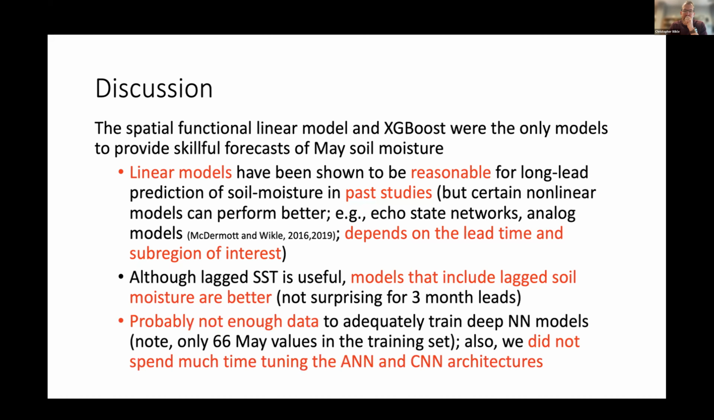And then why didn't the deep models work well? I think it's pretty clear that there's probably not enough data here to adequately train these. If you think about it, there are only 66 May values in the training set, and that's a crazy small number for training deep models. And also, none of us really consider ourselves experts on these models, and we didn't spend that much time trying to tune the architectures to this particular problem either.